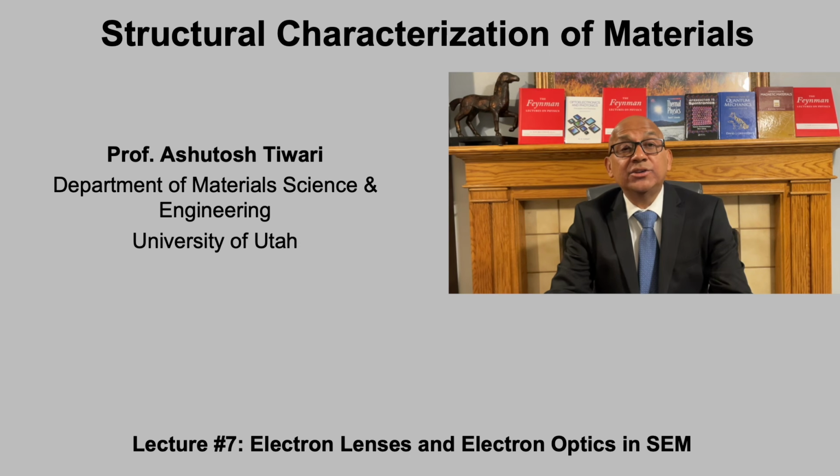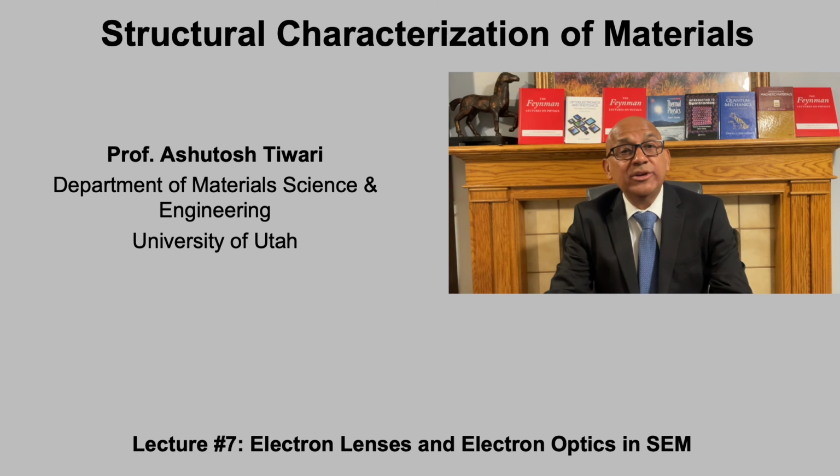In the previous lecture, we focused on how electrons are generated and why field emission sources provide such high beam quality. However, producing a high quality electron beam is only the first step. Once electrons leave the source, their usefulness depends on how well the microscope can preserve, shape, and control that beam as it travels down the column. This task is handled by the electron optical system.